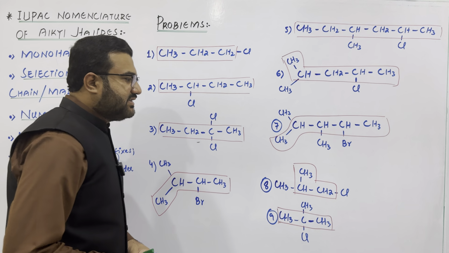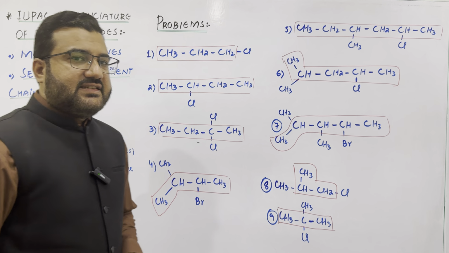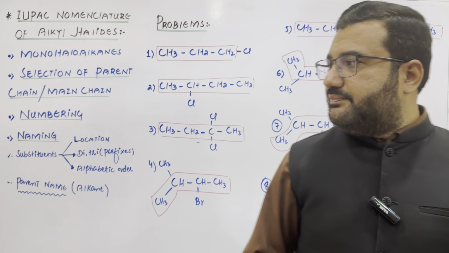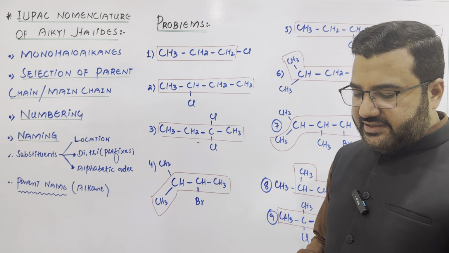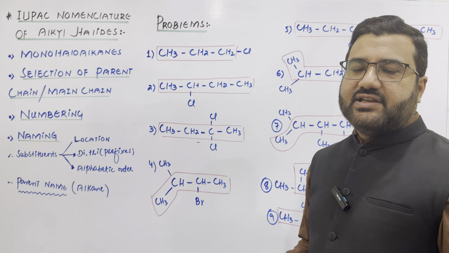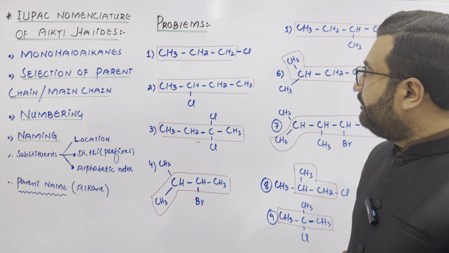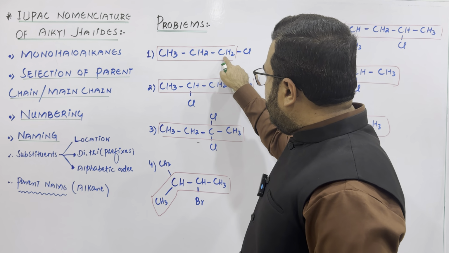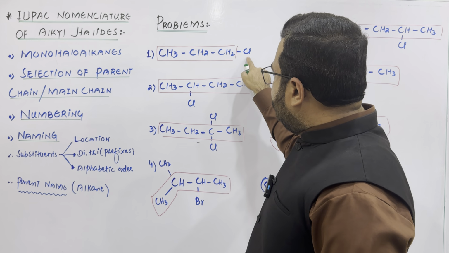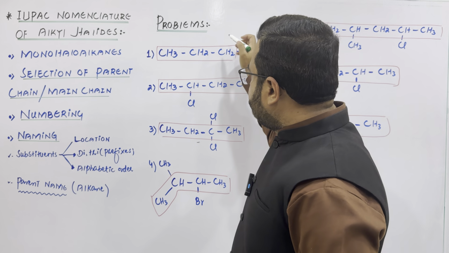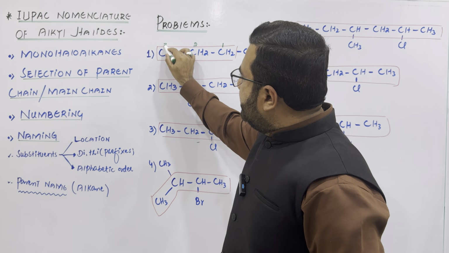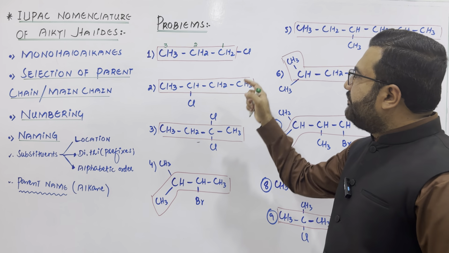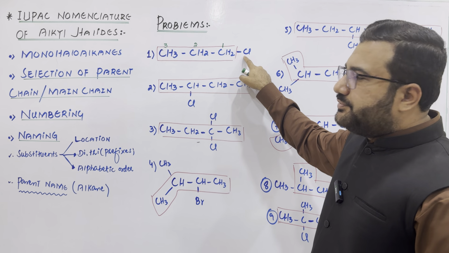So this one is the parent chain of this compound. After selecting the parent chain in all these examples, now we will move to the second step, that is to give number to all the carbon atoms starting from that end of the chain where the halo group will be nearer. So first carbon carries the functional group. From the other end of the chain, there is no functional group on the first carbon.